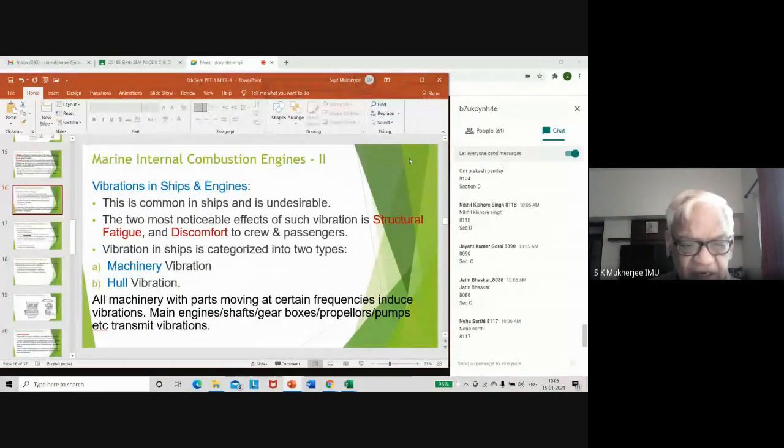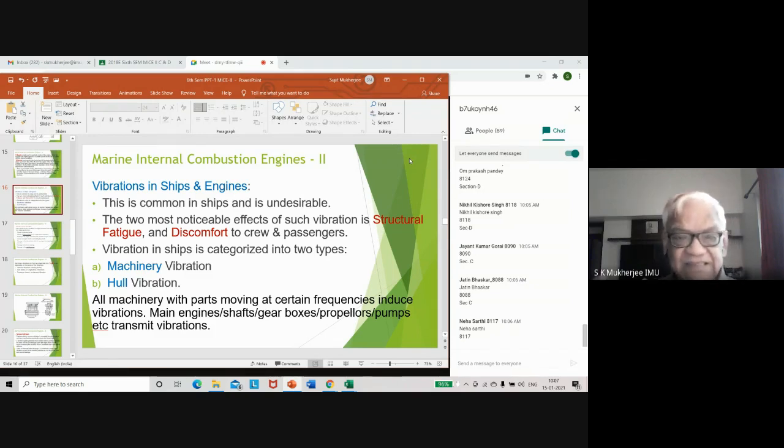Structural fatigue. What is structural fatigue? That means any component in the engine or on the hull of the ship, in the superstructure, any part of the ship which is under continuous vibration is subject to potential failure. Remember this. Anything that vibrates is subject to potential failure. Vibration in ships is categorized into two types. One is machinery vibration, one is hull vibration.